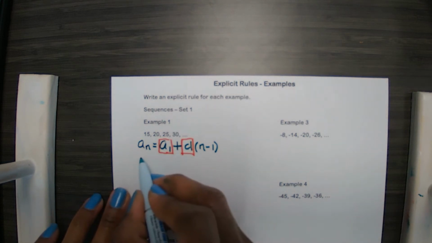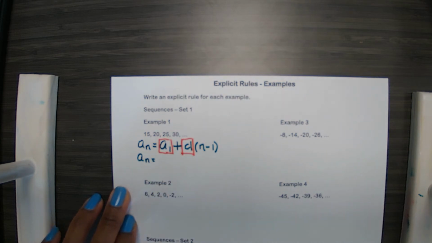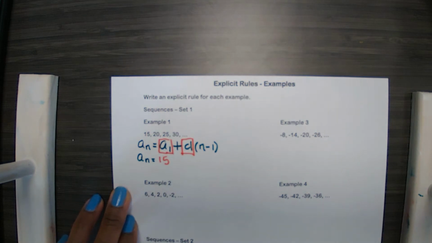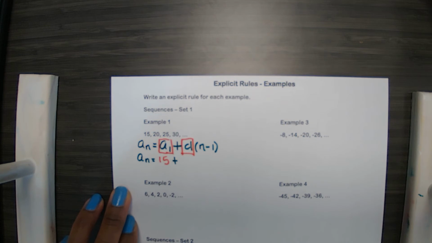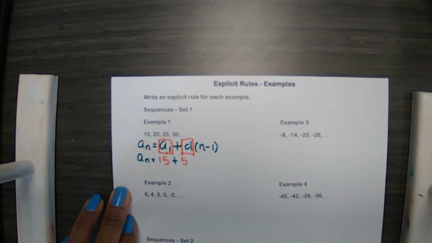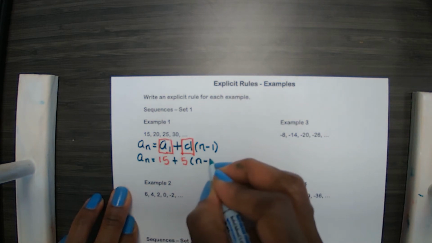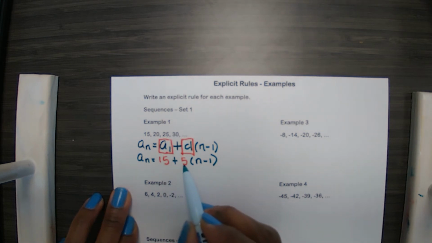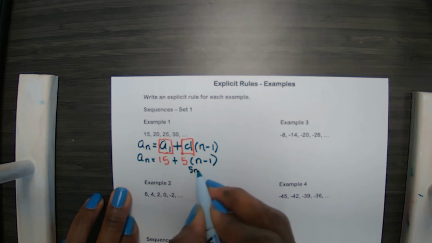Okay, so for this one, a sub n. So what is that first term? It's 15. Okay, what is the common difference? Well, we're adding 5 each time. And I want to multiply that times n minus 1. That's the rule. Now, let's dress it up a little bit. 5 times 1, n is 5n minus 5.